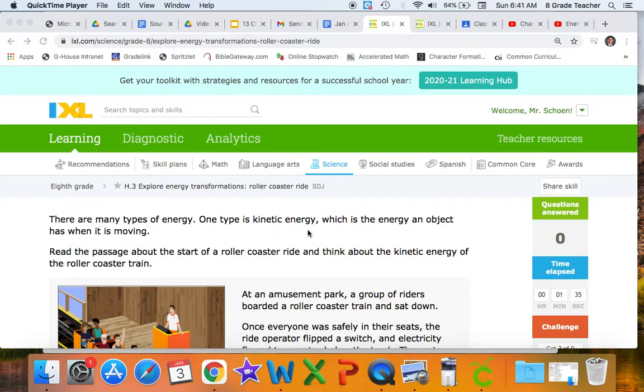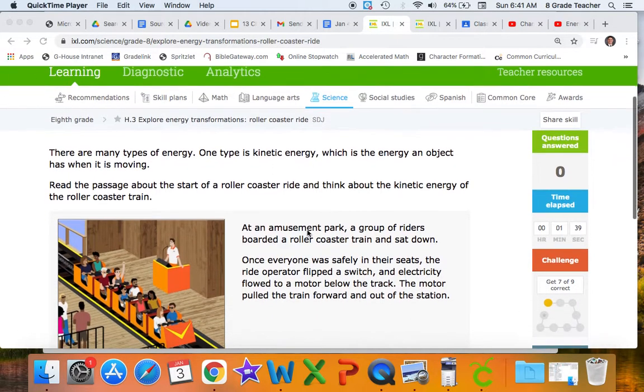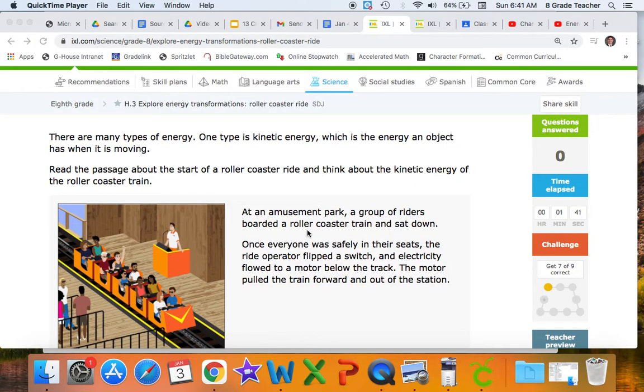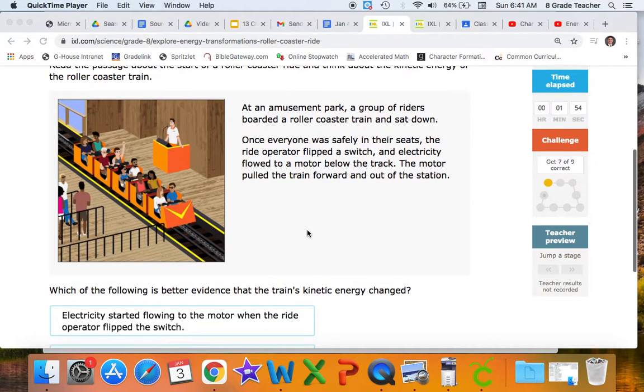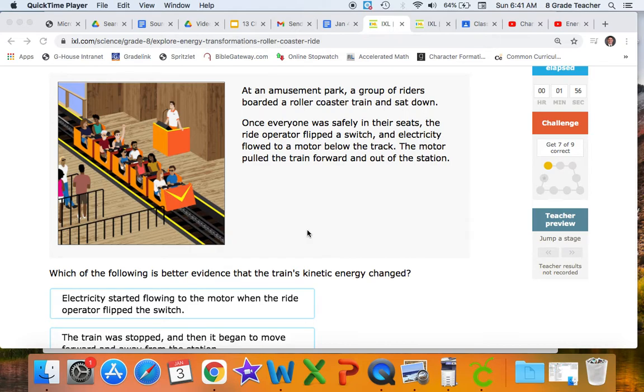One type is kinetic energy, which is the energy of an object moving. Read the passage about the start of the roller coaster ride and think about the kinetic energy of that roller coaster train. At an amusement park, a group of riders boarded a roller coaster train and sat down. Once everyone was safely in their seats, the ride operator flipped a switch, the electricity flowed to a motor below the track, and the motor pulled the train forward out of the station. Which of the following is better evidence that the train's kinetic energy changed?